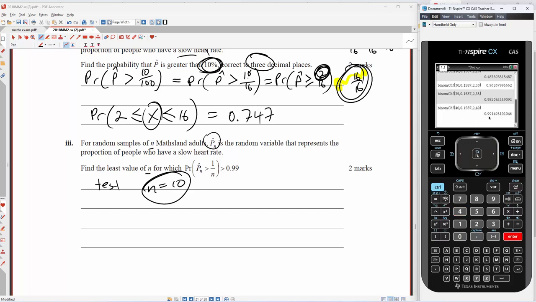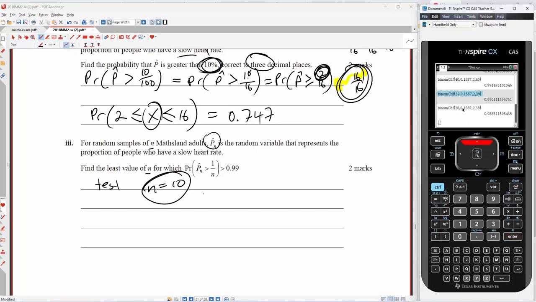Okay, so that's gone over 0.99, so let's pull it back to 39. Still over. So I'm basically just trying to get it to fall under 0.99 now. 38. Okay, there it is. So that's it.